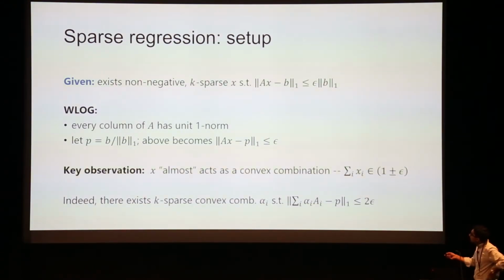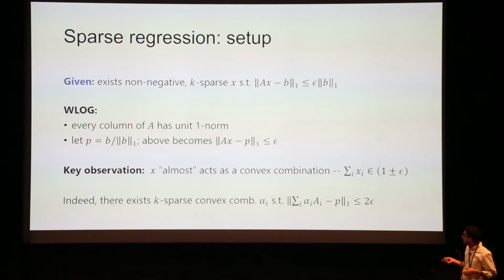Okay. So one thing, the moment you write it like this, is that X is almost a convex combination of a few of the columns of A, right? Because the L1 norms all match up, and this is one nice property you get because of non-negativity. Okay. So you get that sum over i of x_i is approximately 1.